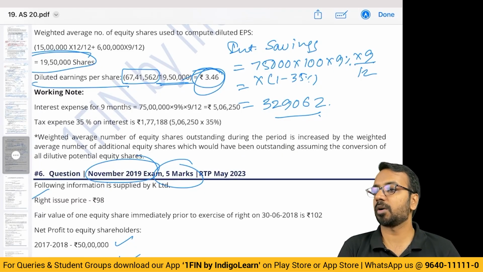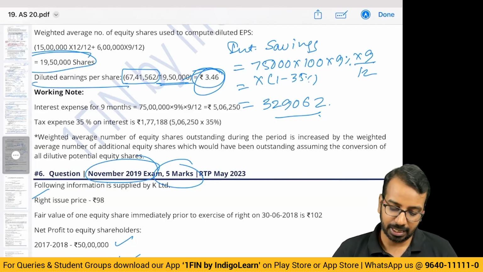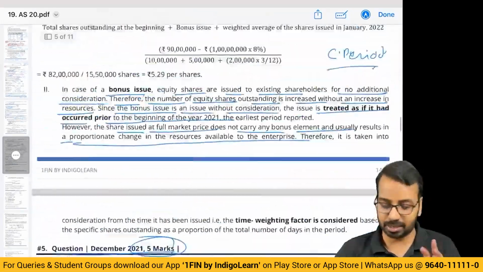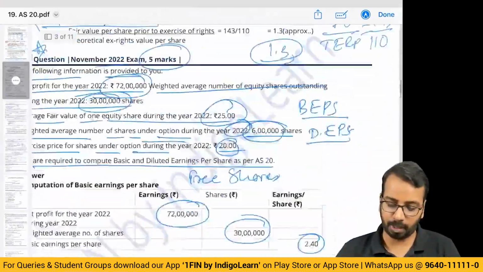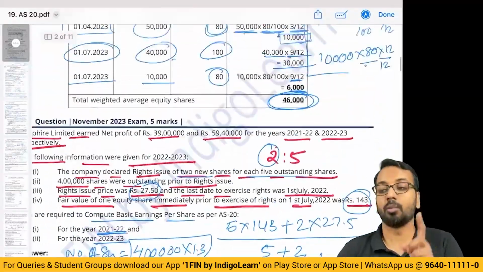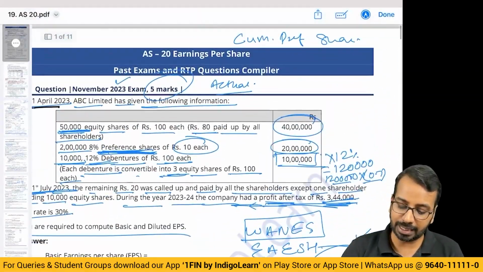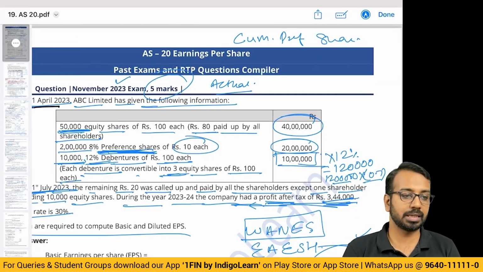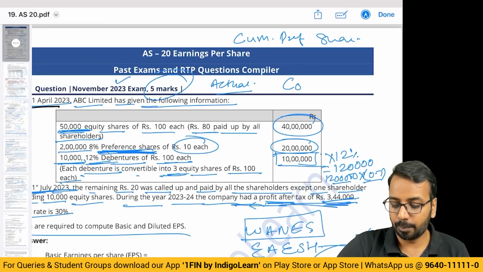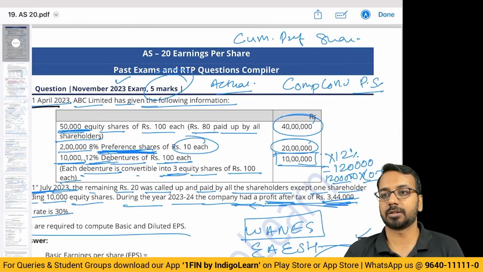Sir, there was sufficient profit for preference dividend, so maybe they have assumed it to be declared. See, practically it doesn't happen. Okay, so for example, I'll tell you. Of course, one is what you write in the exam. Second is what you learn for real life. For exam, you can assume that, but for example, we have issued compulsorily convertible preference shares.